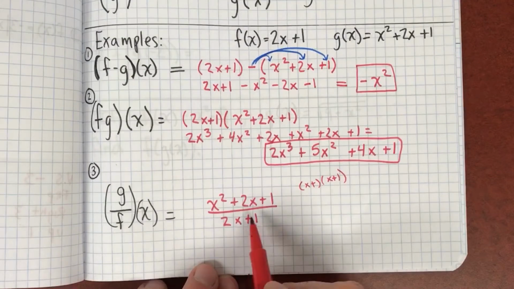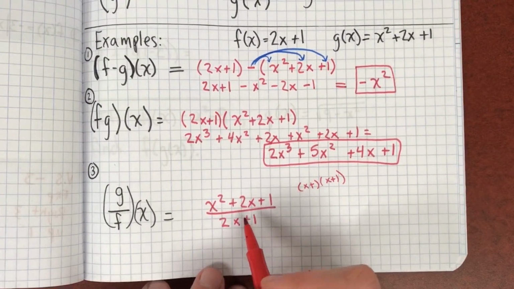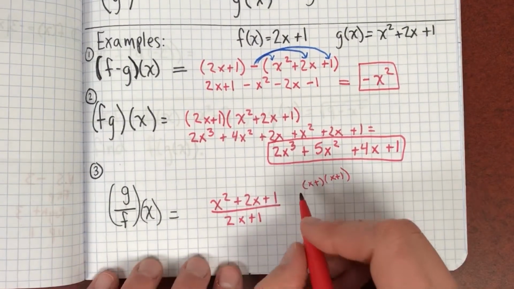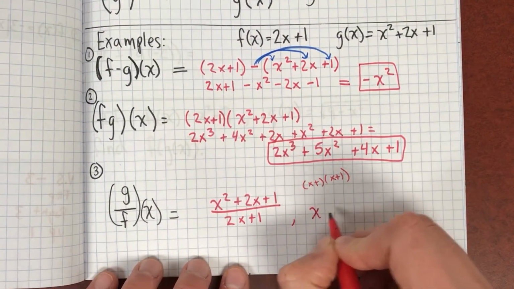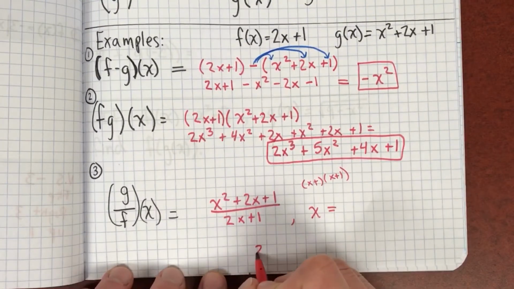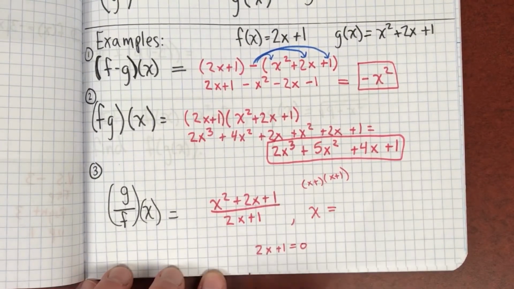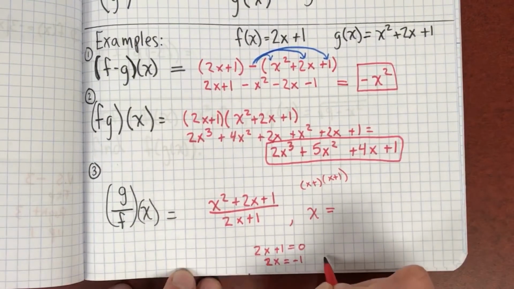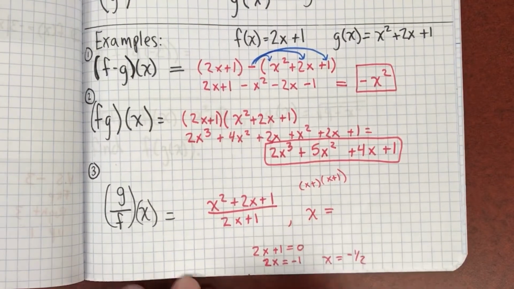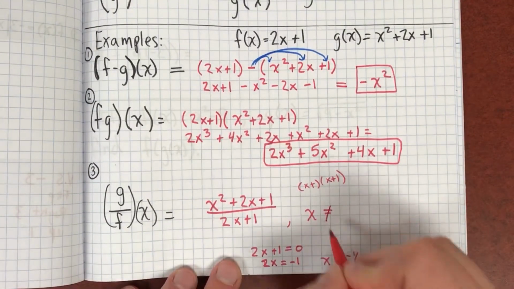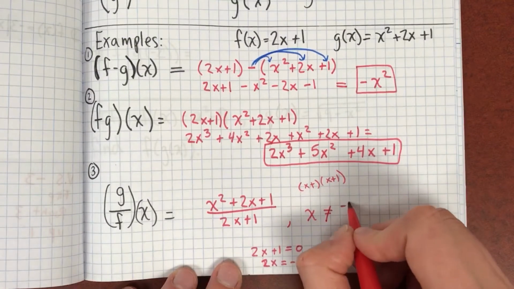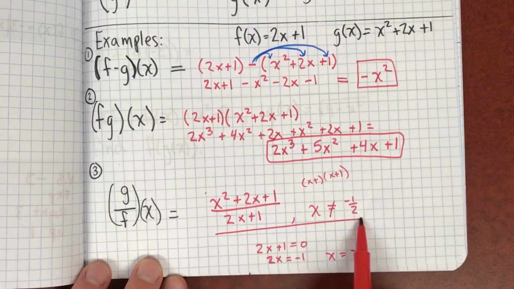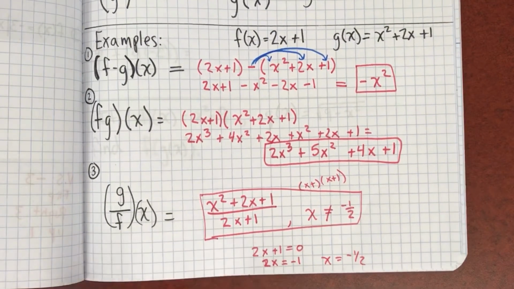But I still wouldn't be able to cancel anything out if I factored my denominator. Nothing would cancel out. So this is actually just going to be our answer. And then we just have to say, well, x cannot equal whatever makes the denominator equal to 0. So we'd have 2x equaling negative 1, x equaling negative 1/2. So I can say x cannot equal negative 1/2. And this whole thing would be our answer.